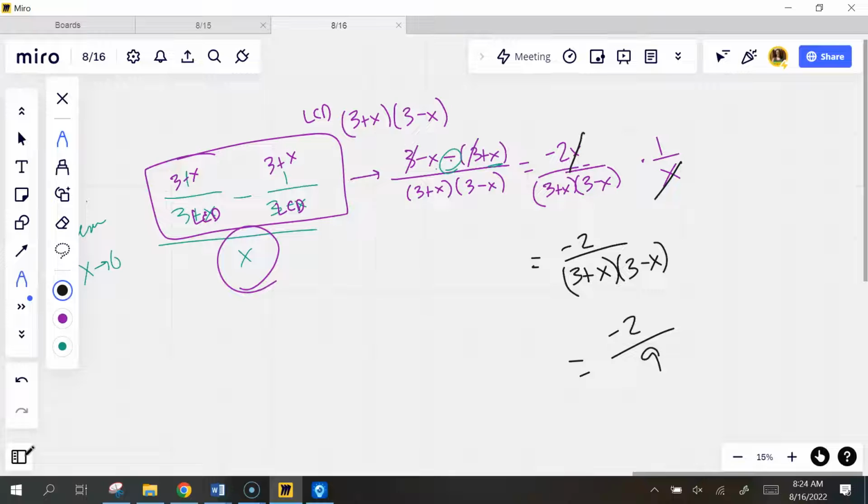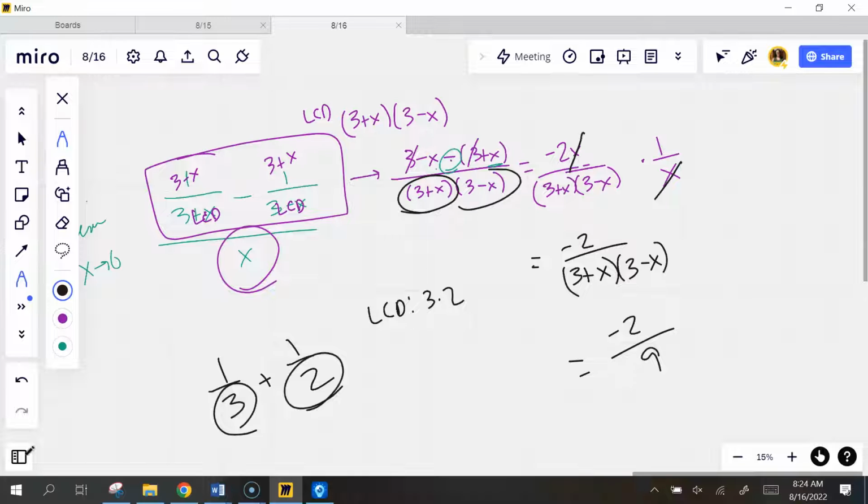So think about how you find the least common denominator, right? If I had 1/3 plus 1/2, to find a common denominator, even if it's not the least common denominator, I can multiply these two together, right? So here, I just did the same thing, only it's 3 plus x and 3 minus x. Those were my two denominators, and I gave it to the top and the bottom. What else?